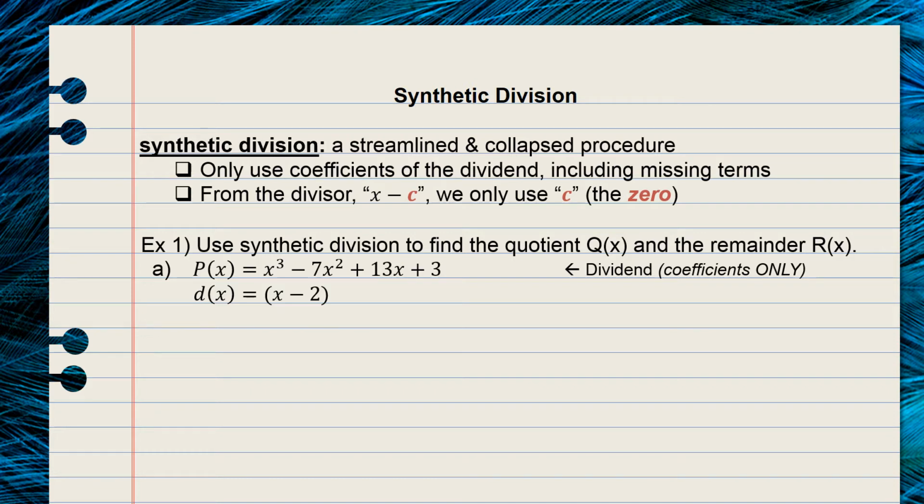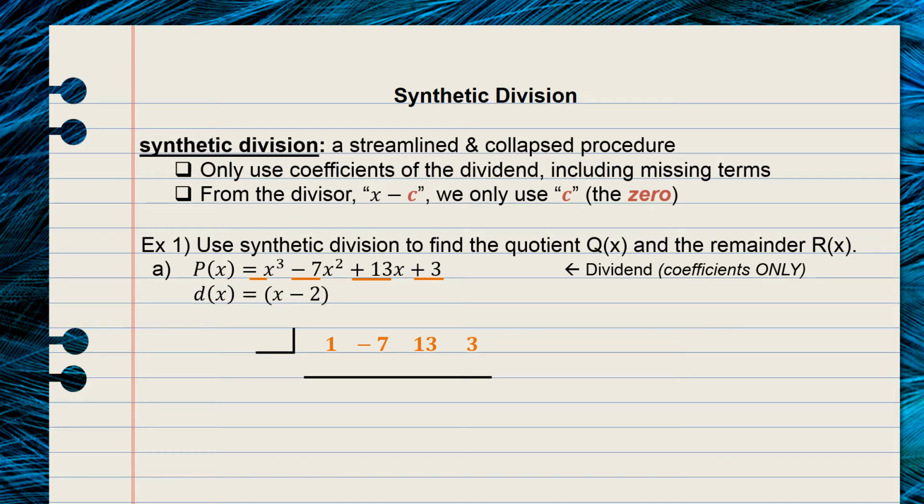So let's identify our coefficients. The value in front of x cubed would be 1. The number in front of x squared is negative 7. The coefficient of x is 13, and the constant is 3. So if I take the coefficients, I will have 1, negative 7, 13, and 3. Now we said synthetic was very streamlined and collapsed. So the next thing we need to do is leave a blank line under these values. We underline it, and we put a little piece in the corner.